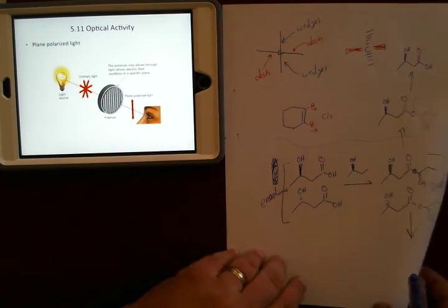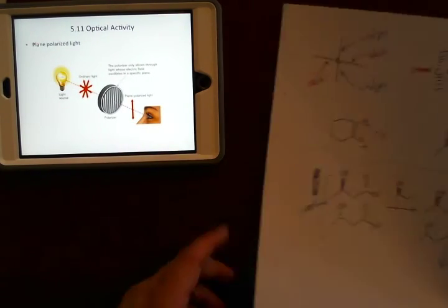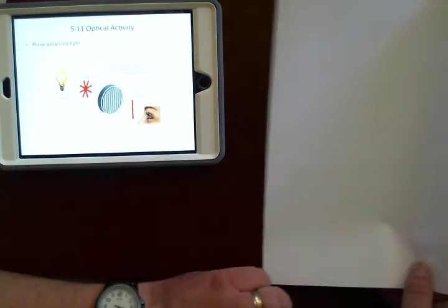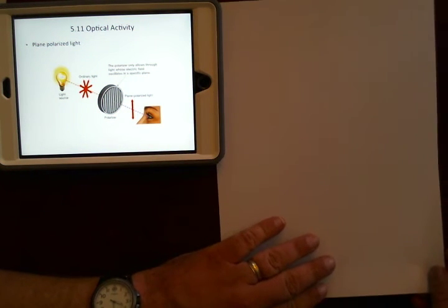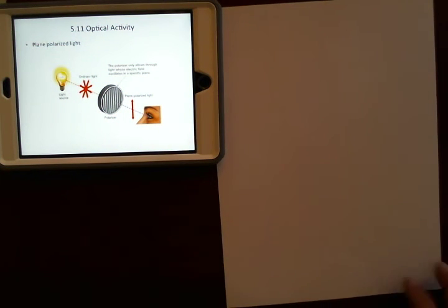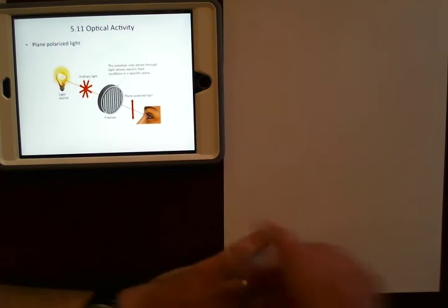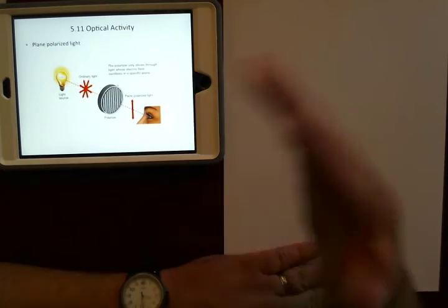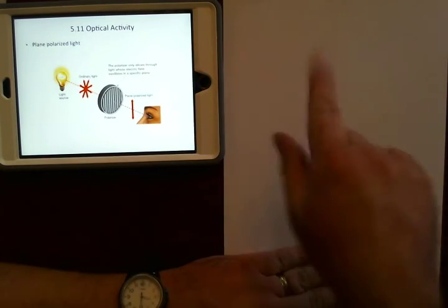Now the other thing that we can do. The other thing that enantiomers interact with is what's called plane polarized light. It sounds kind of weird, but that's what happens. If you just have a light source, whether it's the sun or a light bulb or whatever, the light is going to come out in all different planes.